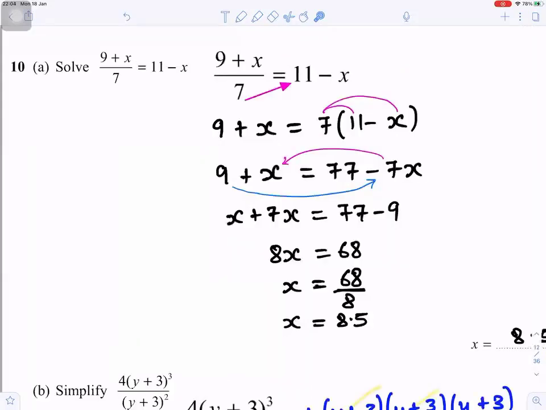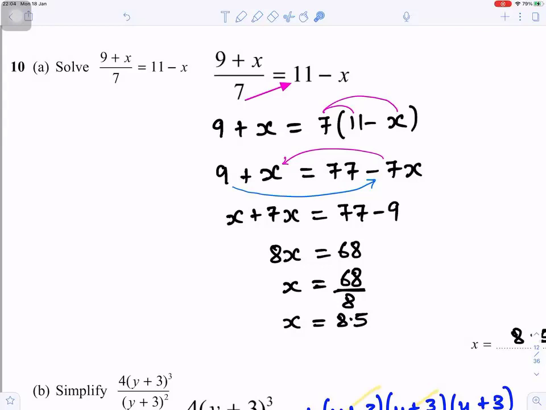Question number 10. Solve 9 plus x divided by 7 equals 11 minus x. When this says solve, we want to look for the value for x that will make the left-hand side the same as the right-hand side. What value is that x? So we want to put all the x on one side and all the numbers on the other side.